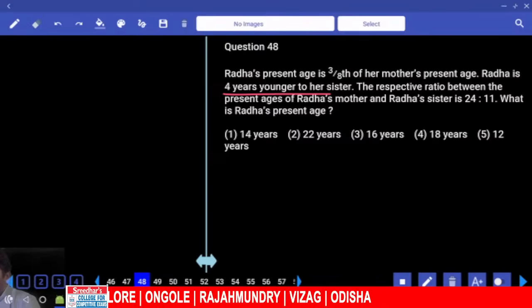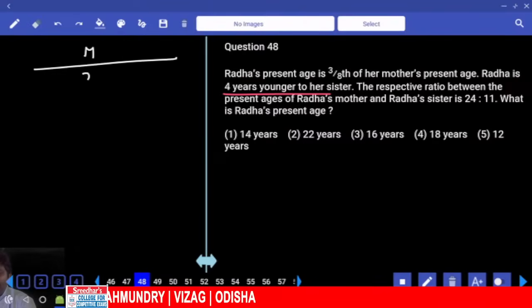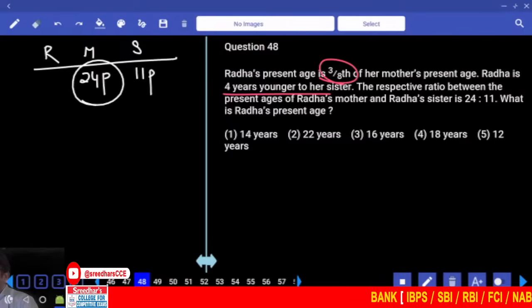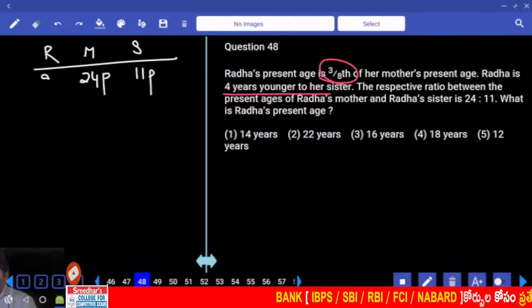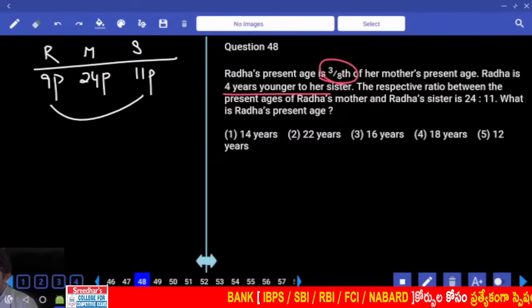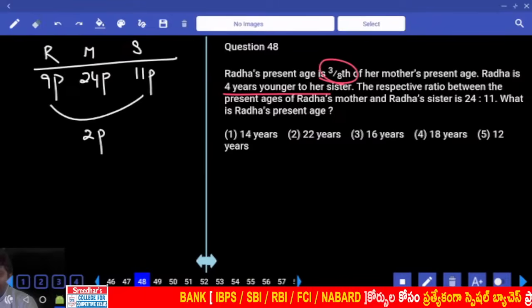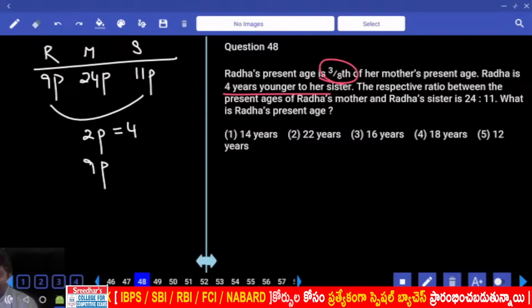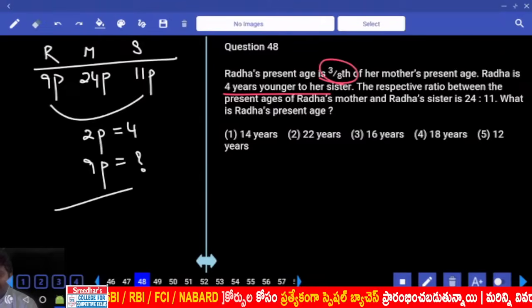If you don't want to do it like this, mother's age is 24 parts, sister's age is 11 parts. Radha's age is 3/8 of mother's age: 1/8 is 3, so 3/8 is 9. The difference is 2 parts, which is equal to 4 years. The question is about Radha's age, 9 parts, how much?